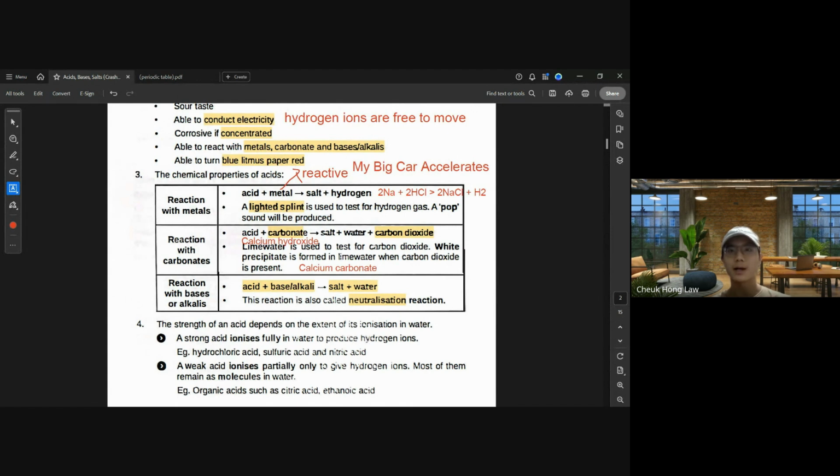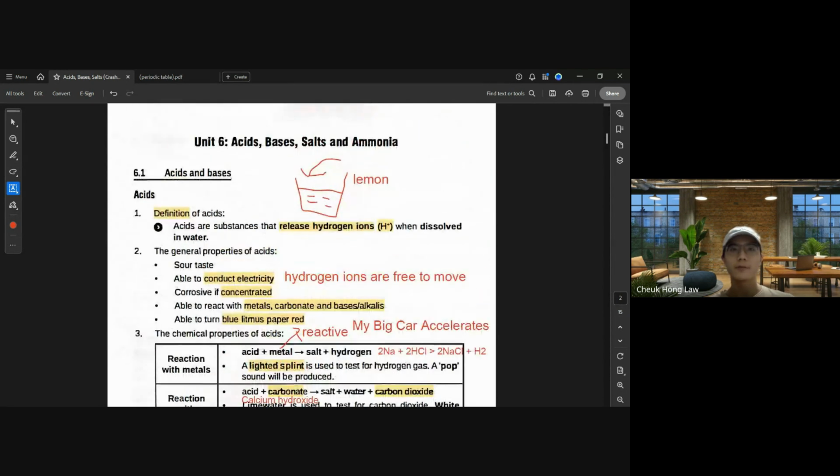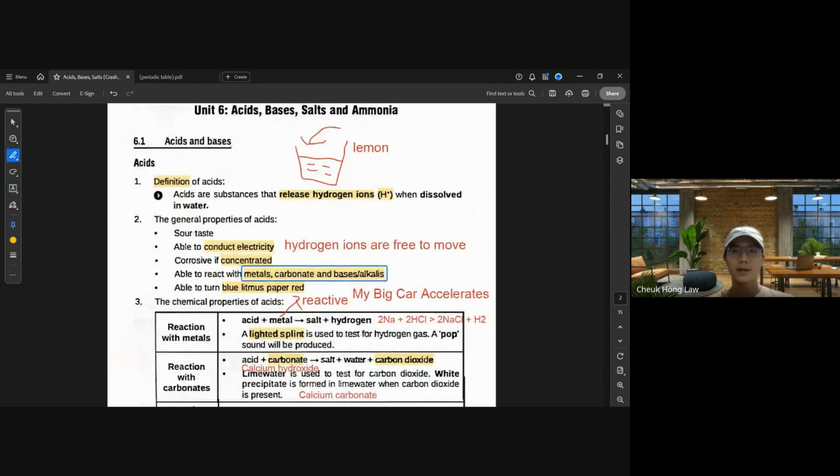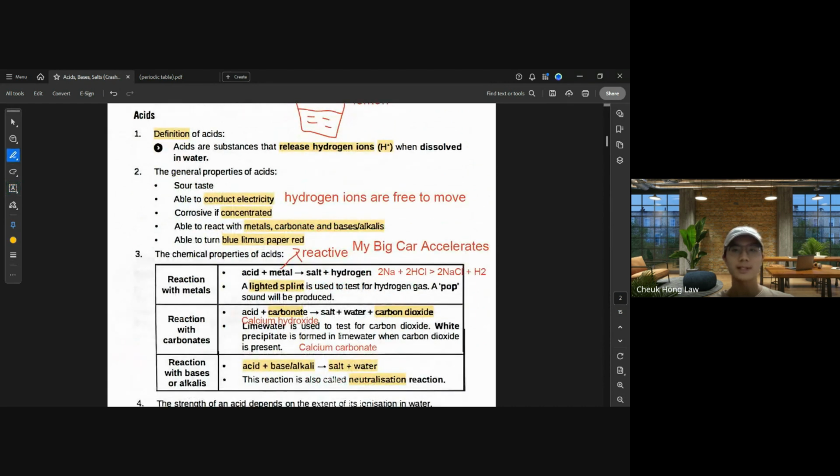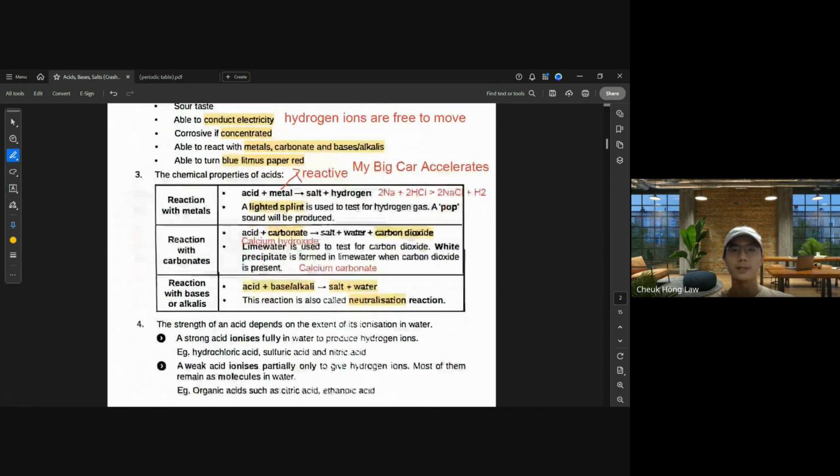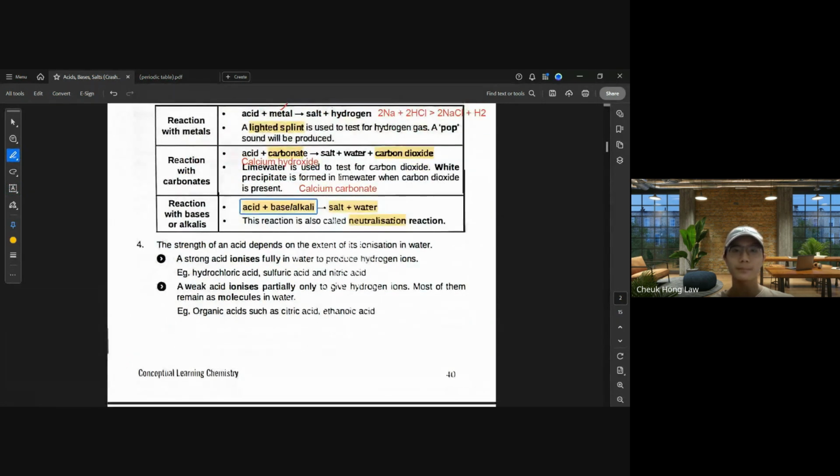So this is my big chart. Then what about alkalis? That is basically for later. It's one of the reactions that bases have. So M, B, and C are for acids, then the alkali one is for base. Later I'll go through that part.